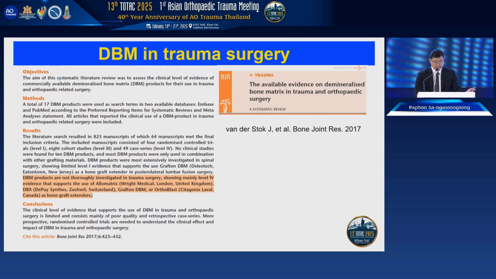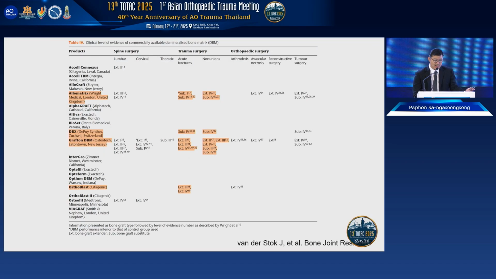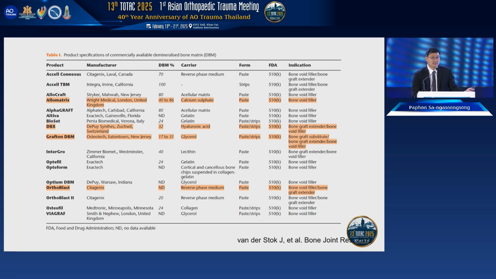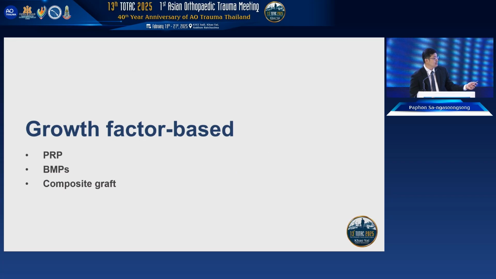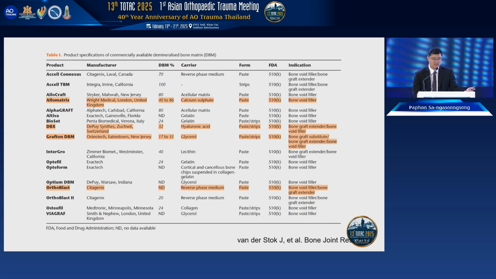For demineralized bone matrix, the most updated systematic review, I think, is from 2017. Even though we have many types of DBM on the market and some use DBM in trauma surgery, the studies related to DBM are mostly only level 3 and 4. Moreover, the DBM percentage in each available product is different, like 40% here and some down to 17%, and there is also a difference in the carrier material. So right now, the data support DBM only as a bone graft extender for trauma surgery. You have to mix it with something like an allograft, autograft, or another type of bone substitute.